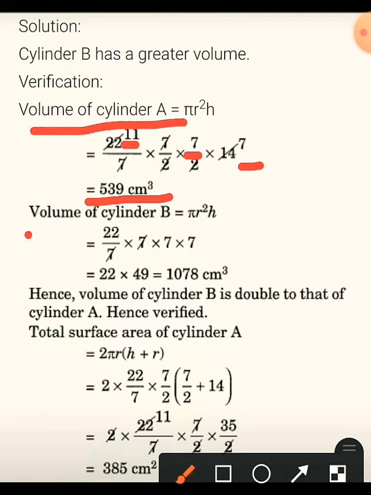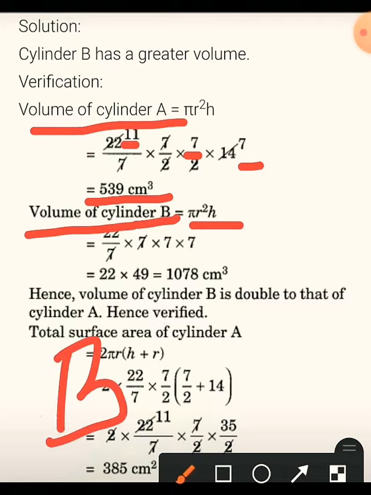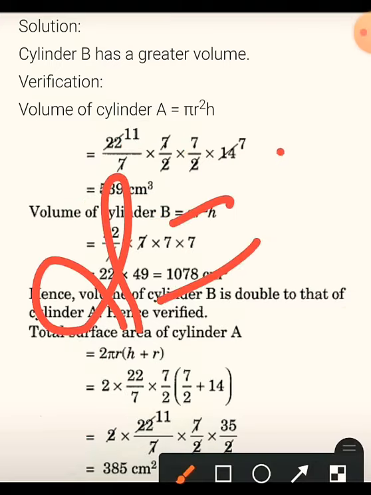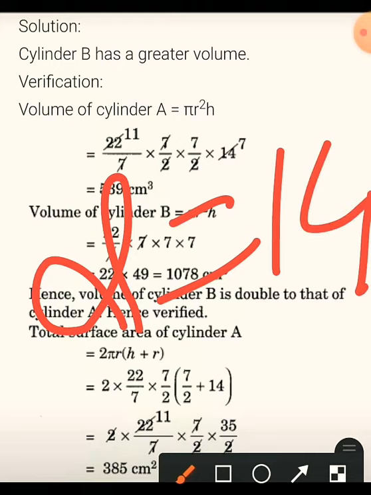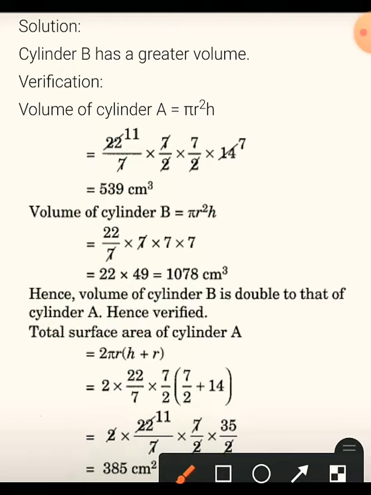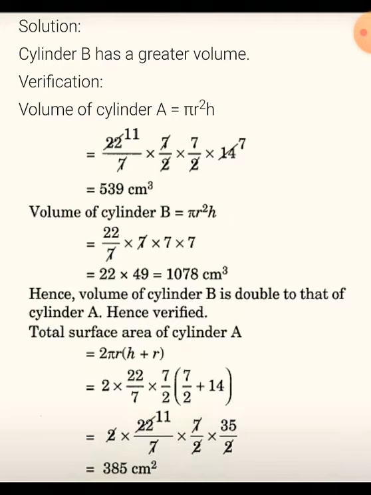Now we will find out the volume of cylinder B. Again the formula is pi r square h. For cylinder B, what is our radius that we need to find out? For cylinder B, the diameter given to us is 14. If you see the figure of cylinder B, the diameter given is 14, so what will the radius be? It will be half of the diameter, so half of 14 means 7. So the radius will be 7. Here we can write 7 in place of r, and the height is also given as 7 in the figure.